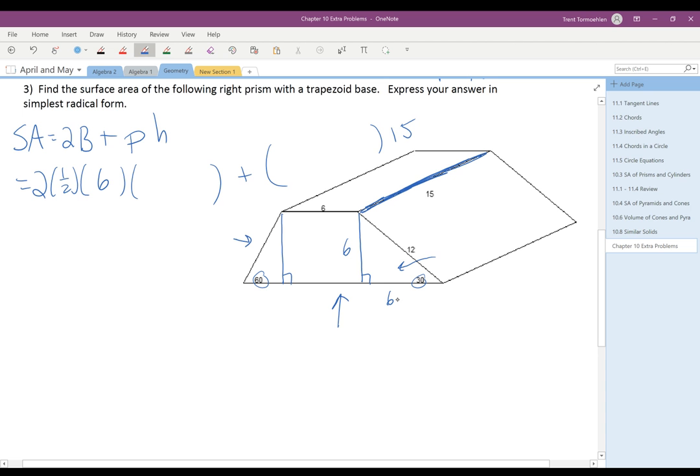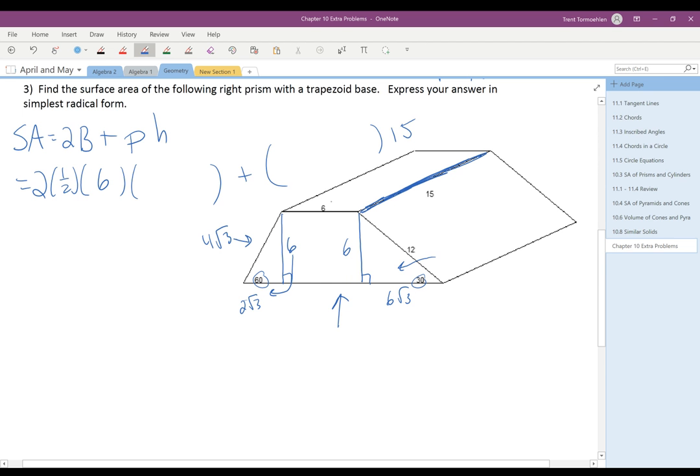This is going to be 6 root 3 because we know that the long leg is just root 3 times the short leg. Over in this triangle, that leg is 6, but that leg actually turns out to be the long leg. So to find the short leg, we need it to be 6 divided by root 3, which simplifies to 2 root 3. So the short leg is 2 root 3, which means the hypotenuse is 4 root 3.